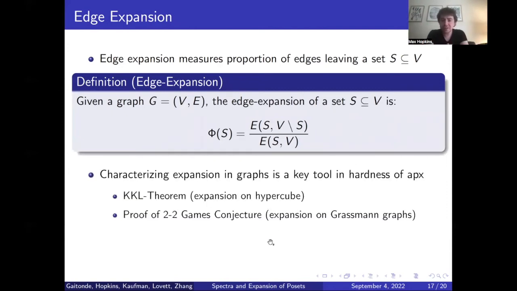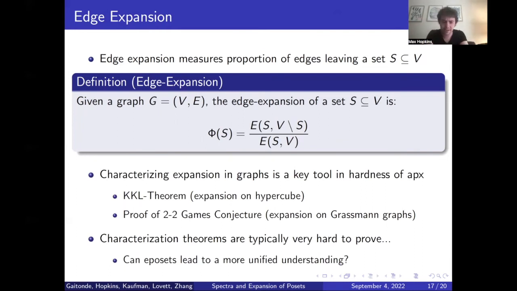It turns out that characterizing what sets have very good expansion in graphs is a key tool in hardness of approximation. This is one way to think about a famous result called the KKL theorem. This is such a characterization of non-expanding sets on the hypercube. And the proof of the 2-to-2 games conjecture relies on a type of characterization on the Grassmann graphs that we mentioned before. These are some higher order random walk on the vector space analog of simplicial complexes. I'll define them exactly in a minute.